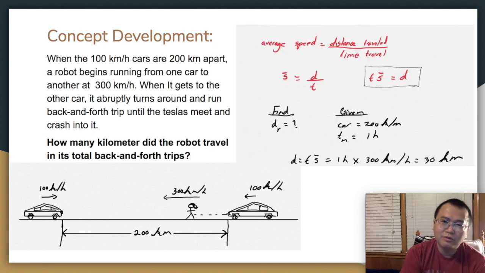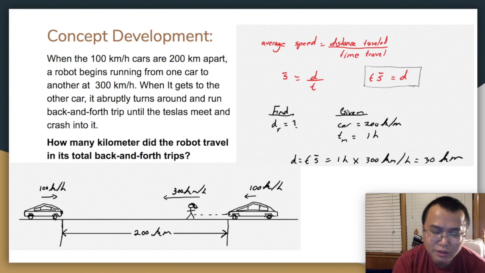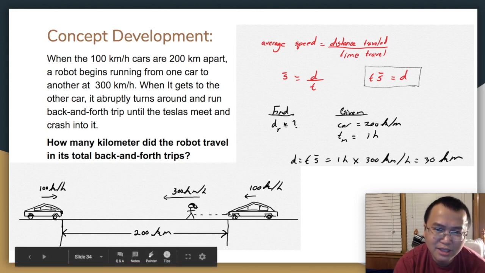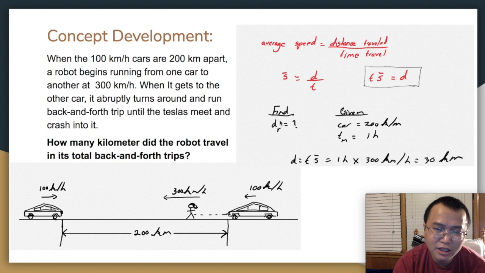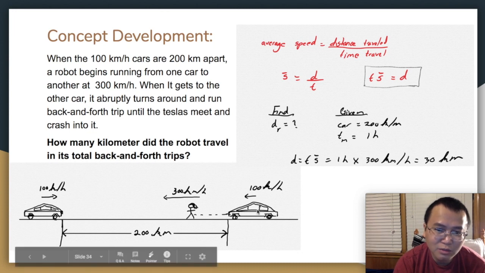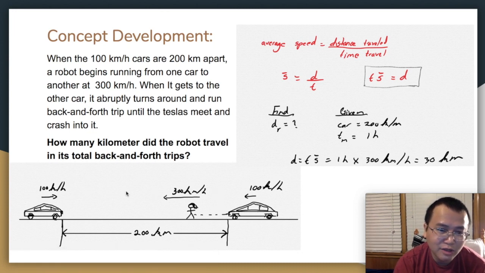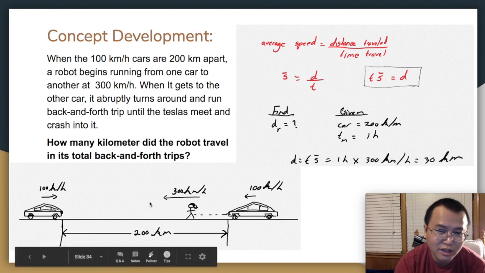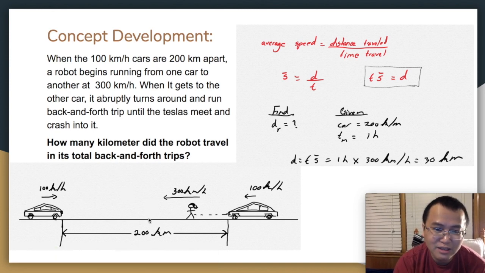In order to solve this problem, you just need a little bit of math, not a big deal. First, you have to ask yourself, what is it that you need to find? Right here, you notice that you need to find the distance that the robot travels. Given the cars are 200 kilometers apart, both cars will meet in 1 hour. If each car is moving 100 kilometers per hour, they're going to meet right in the middle. So that's the total time.